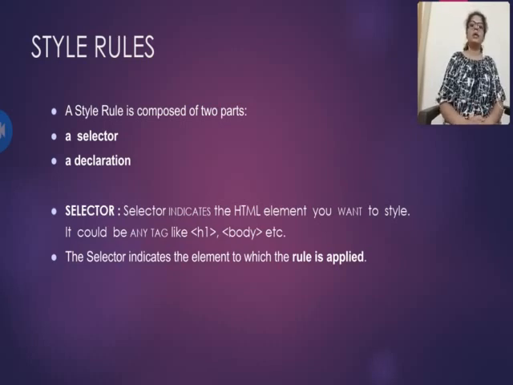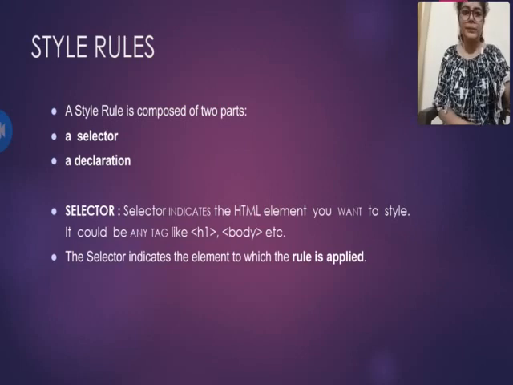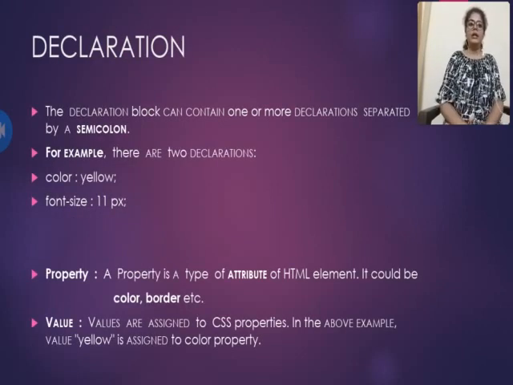Next style rule is declaration. What is declaration? Declaration means you have to declare the values. It means you have to declare what you want to apply on the selector tag. Now look at the example. I have taken two declarations. Color, colon, yellow, semicolon. Next is font size, colon, 11 pixel, semicolon.